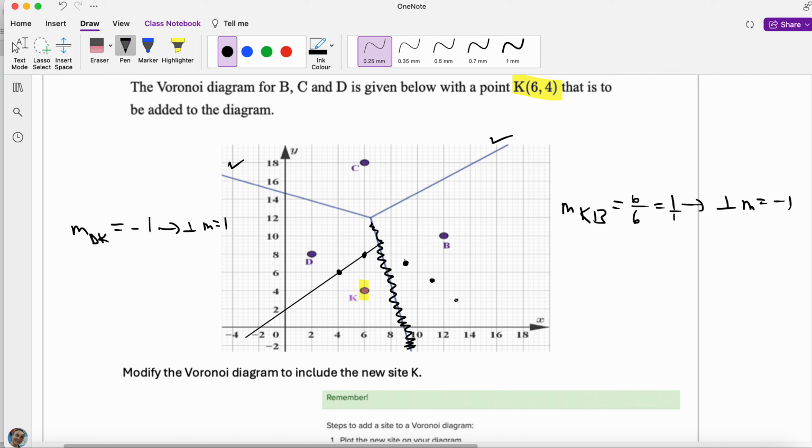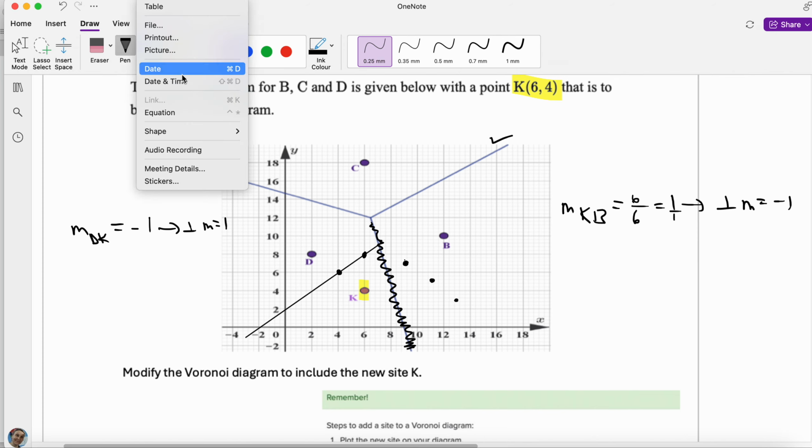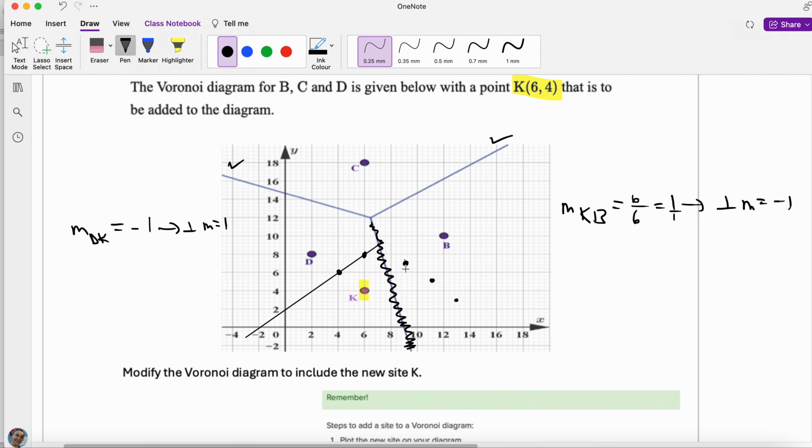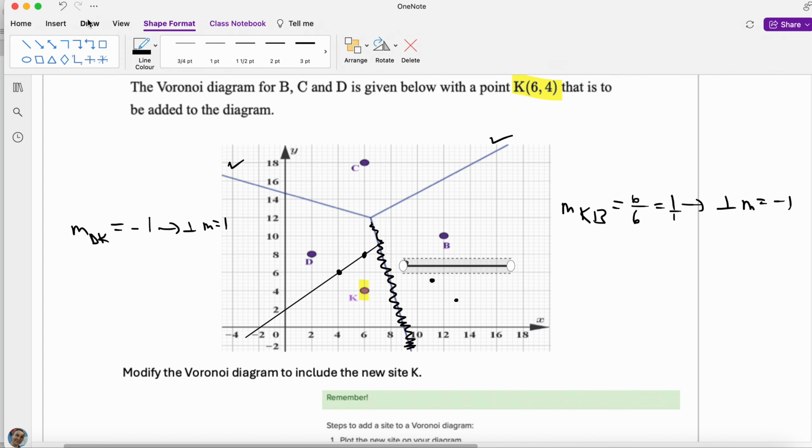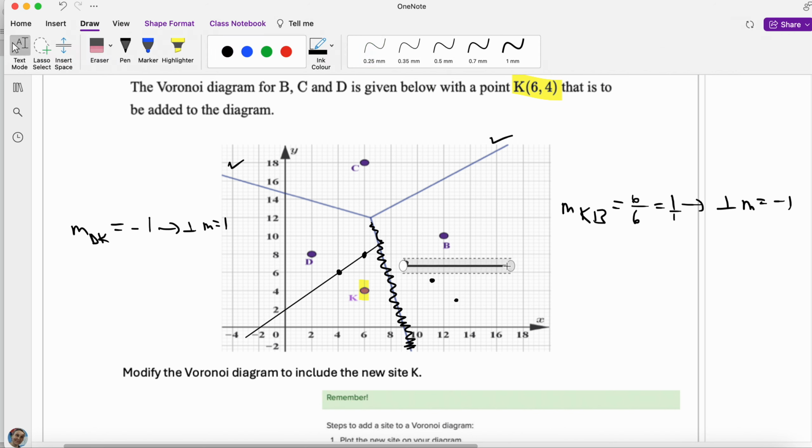You could, of course, do this all numerically with a formula. All right, so here we go. I'm going to draw a line like this. I'm going through those points. Here we are. And then just extend it till you meet something. Okay, so there they are.